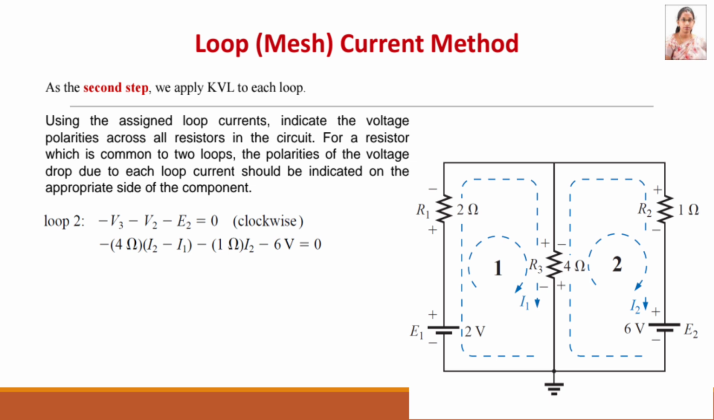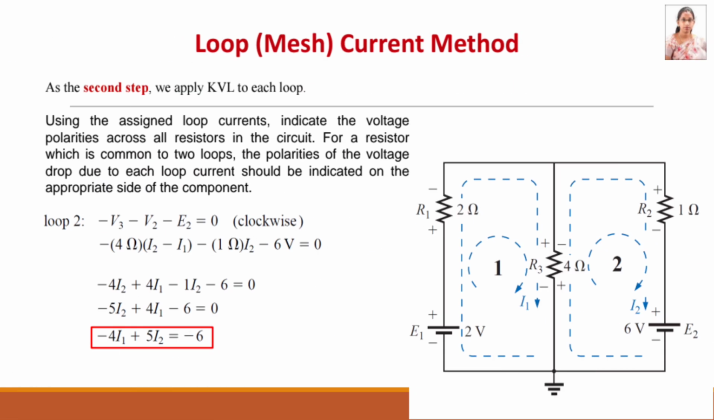If we consider loop 1, the current is I1 minus I2. If we consider loop 2, it is I2 minus I1. The voltage drop across the 1 ohm resistor is 1 into I2, since the current flowing through the resistor R2 is I2, and the E2 voltage is 6 volt. So by solving the equations we get minus 4I1 plus 5I2 equal to minus 6.